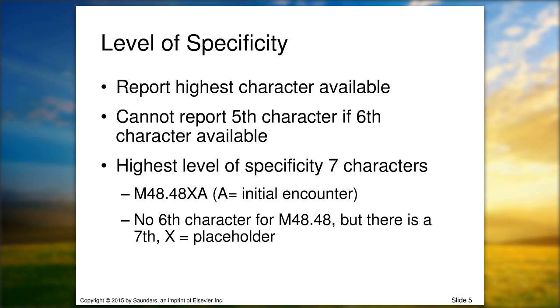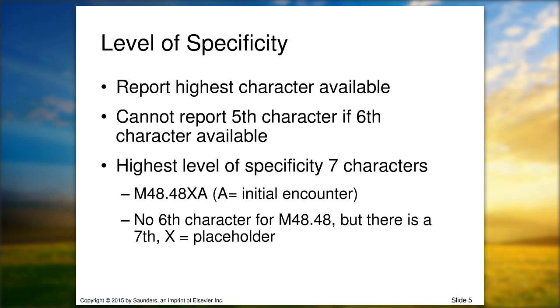Your 7th digit is usually added for obstetrics, injuries, and external causes of injury. So your ICD-10 codes are going from 3 to 7 digits that are alphanumeric codes. So keep that in mind. You will not always have just a 3-digit code. There's always going to be a higher level of specificity required. And usually the highest level of specificity will be all 7 characters.